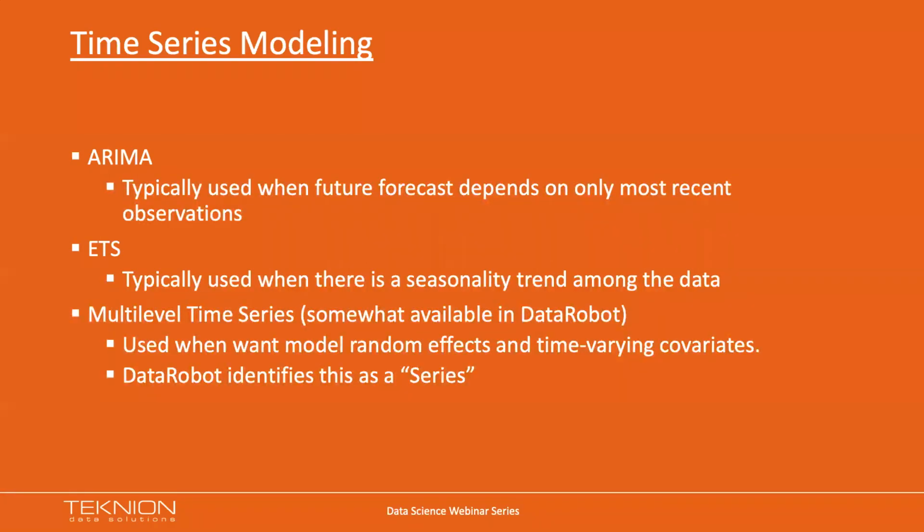Now, this thing that I just talked about, multi-level time series, it's somewhat available in DataRobot. It's kind of one of their newest features in here. And so DataRobot's going to identify this as a series. But here's the important part, is that we can include covariates in this model that, let's say, do change over time or maybe don't change over time. And I'll show you examples of each of those, putting in a covariate that doesn't change over time, like let's say location of the store, versus one that does change over time, let's say like whether or not that day's a holiday or something like that, okay?